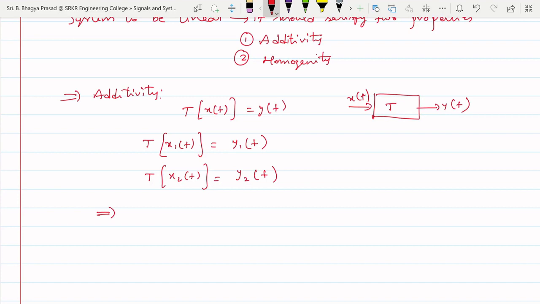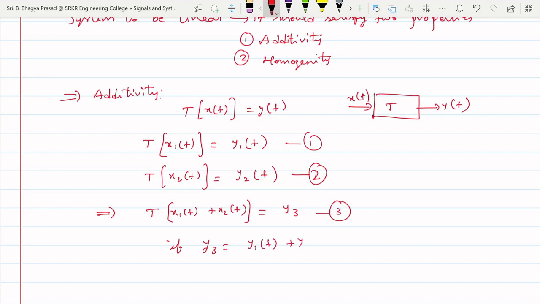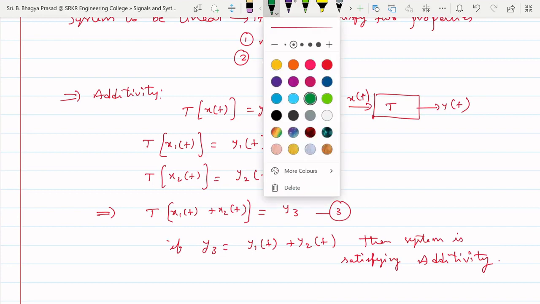Now if you apply the x1 of t and x2 of t combinedly to the system, and you are getting an output y3. Now you have to check that given equations 1, 2 and 3, if y3 is equal to y1 of t plus y2 of t, then the system is satisfying additivity. Okay, the system is satisfying additivity.